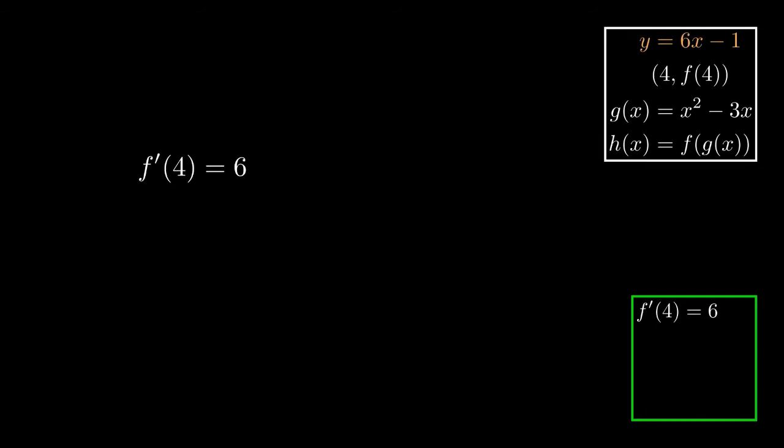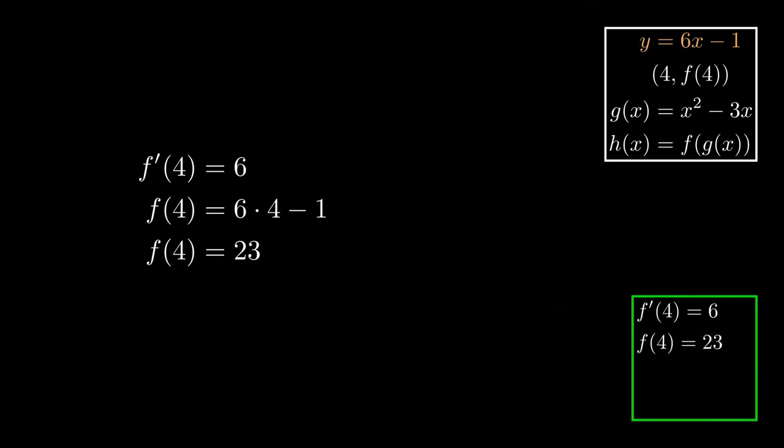And then we need to find the value of the function at 4. I should explain why the value of the tangent line is the same as the value of the function. If you remember, the tangent line touches the function at that point, so the value of the function is going to be the same as the value of the tangent line. So we can just use that to get the value of the function. We end up with 23. That's just one mark apiece.